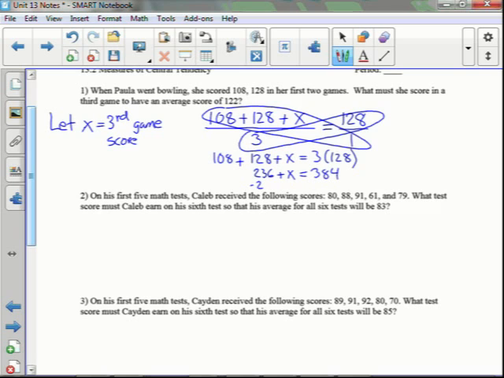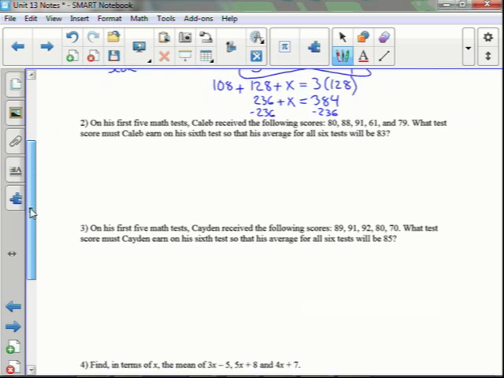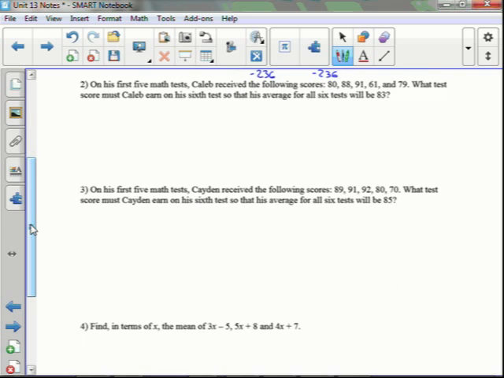And then we're going to subtract 236. And so when we subtract 384 minus 236, we come out with 148. So she's got to really have a great third game to get that 148. And you could go back in and plug that in and check it out, and you'll find that it's going to work out. All right, so let's try a couple more here.